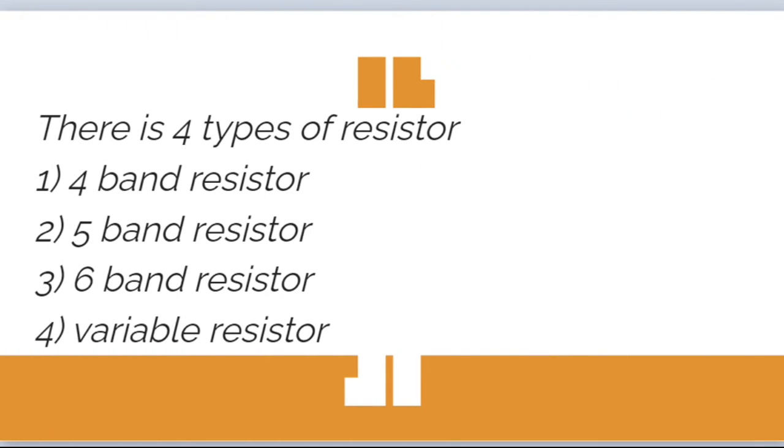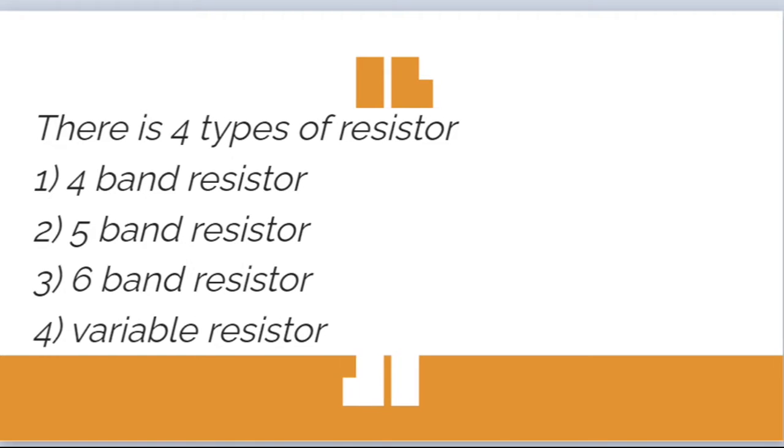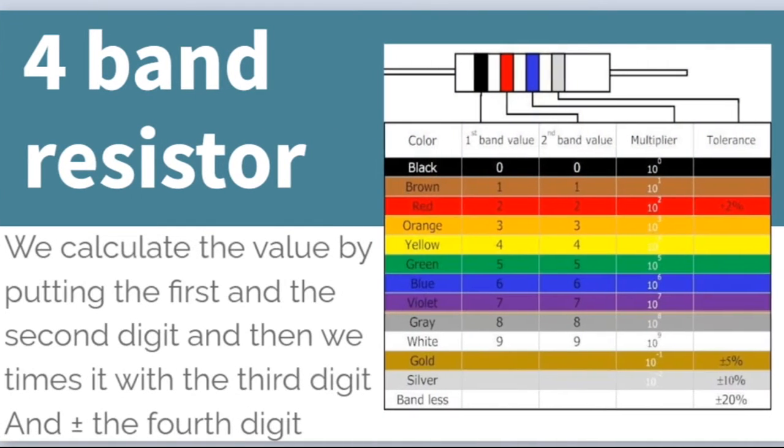There are 4 types of resistor. First one is the 4-band resistor. Second one is the 5-band resistor. Third one is the 6-band resistor. Fourth one is the variable resistor. The first type, the 4-band resistor, we calculate the value by putting the first and the second digit, and then we times it with the third digit and plus or minus the fourth digit.